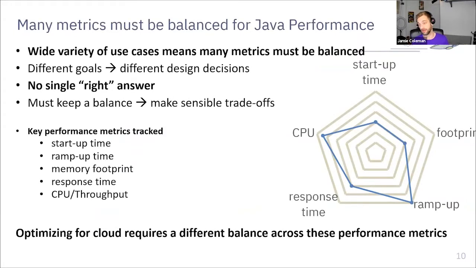Now, JVMs have changed over time, trying to focus on things like startup time, ramp up time, memory footprint, response time, and CPU and throughput. But when you make changes to some of these metrics, it can have detrimental effects on the other ones. So say if we manage to make the throughput much higher, it could have a detrimental effect on startup time.